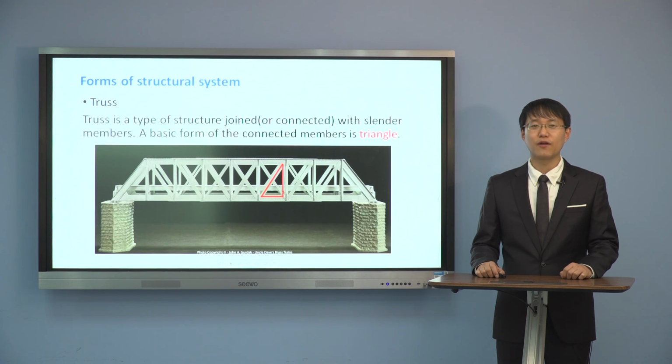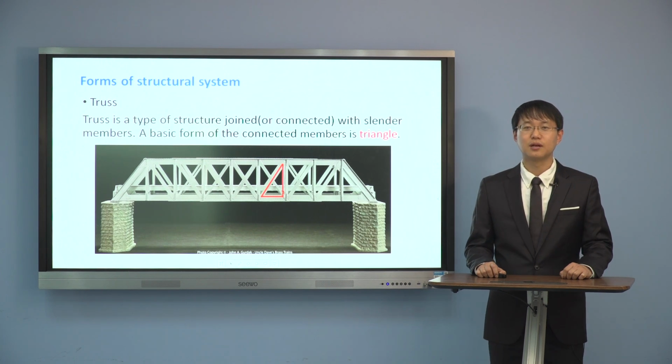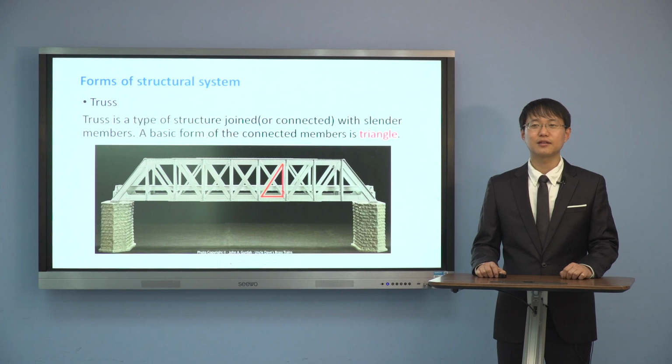There are various types of structural system, and the first form of structural system is truss. Truss is a type of structure joined with slender members, which are narrow members. A basic form of a connected member is triangle.